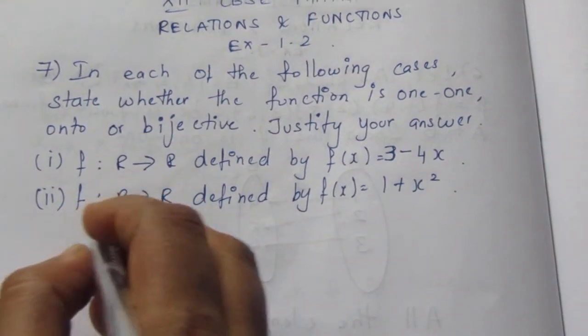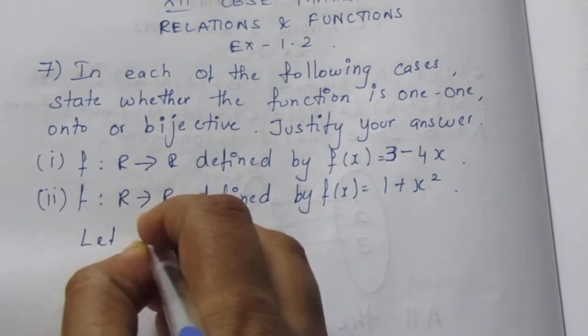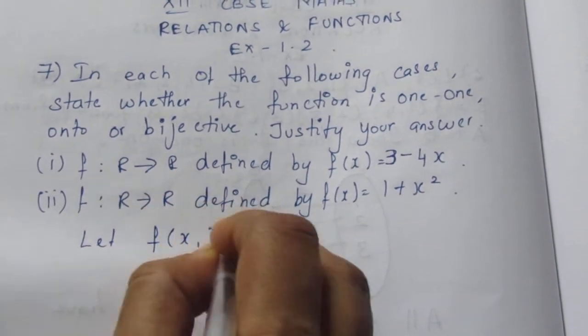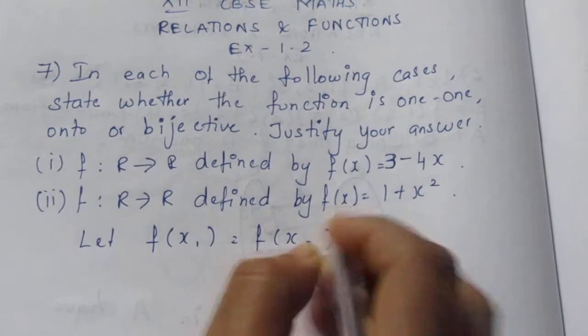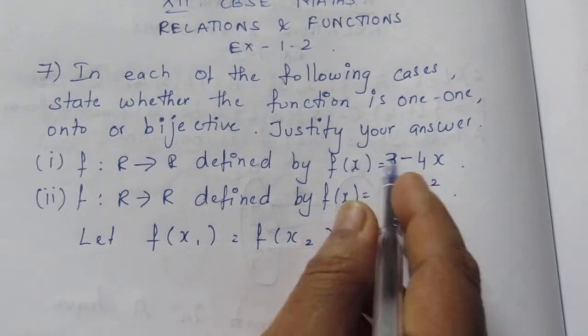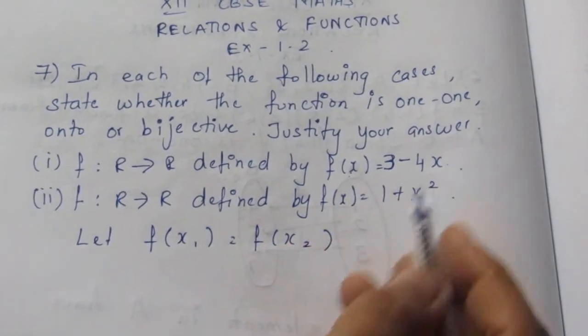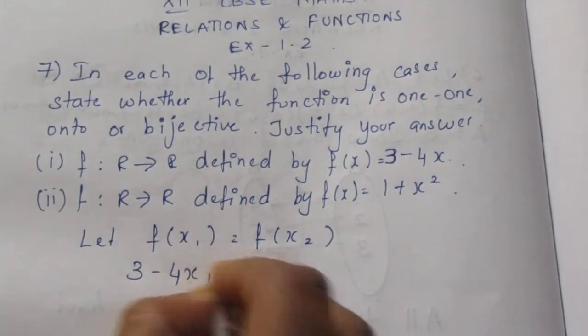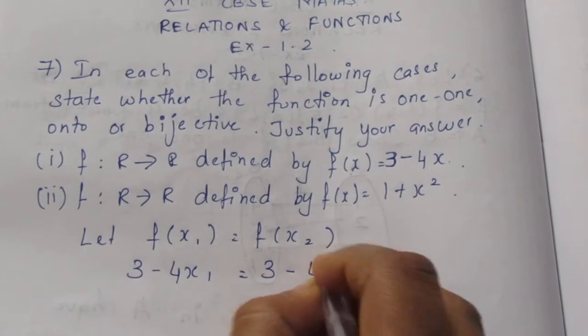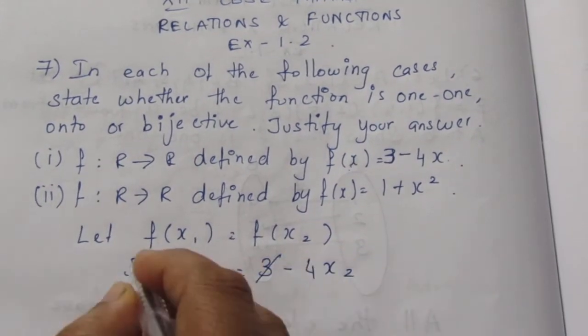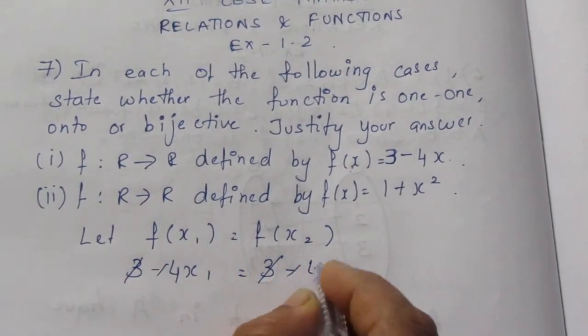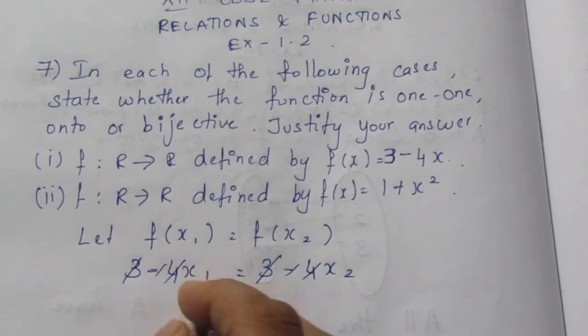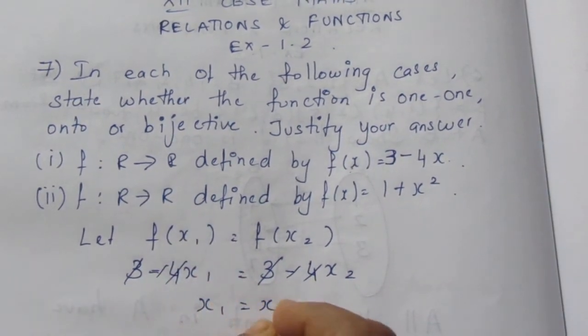Here for one-to-one, let f of x1 is equal to f of x2. We know that for x1, just substitute the value of x1 in the place of x. So 3 minus 4x1 is equal to 3 minus 4x2. The 3 gets cancelled, the minus gets cancelled, the 4 gets cancelled. It will become x1 is equal to x2.